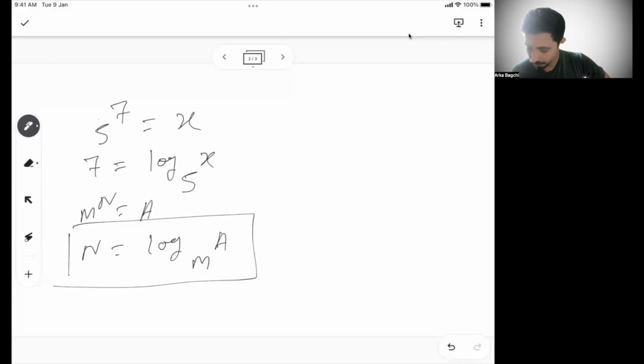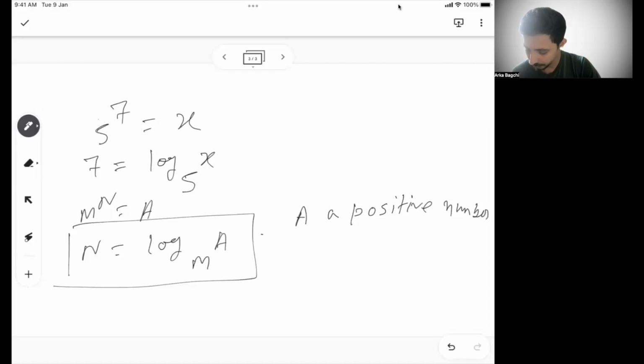Now, what does it need to be there? A has to be a positive number. So basically, a has to be a positive number. A cannot be a negative number. So this is the first understanding of logs.